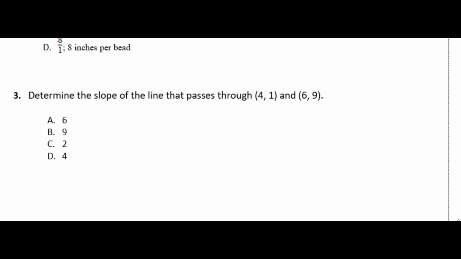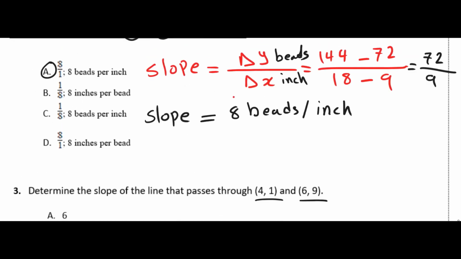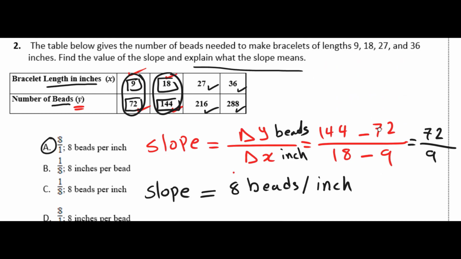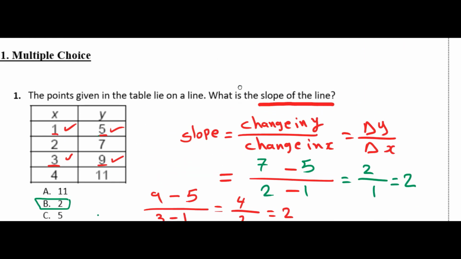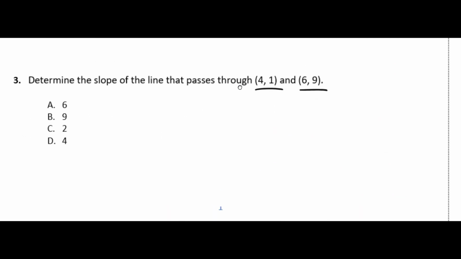Look at this. Determine the slope of the line that passes through the 2 points. Here he gives you the 2 points and asks you to find the slope. Before the last two questions, he gave you a table and defined slope from the table. Okay. Here he gives you the 2 points. Same. How? Look, first say which is x and which is y. 4 is x and 1 is y. Here 6 is x and 9 is y.